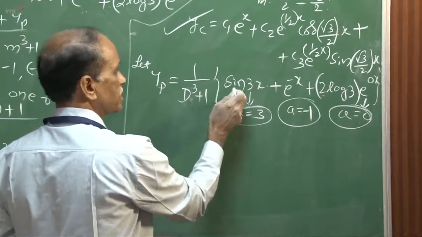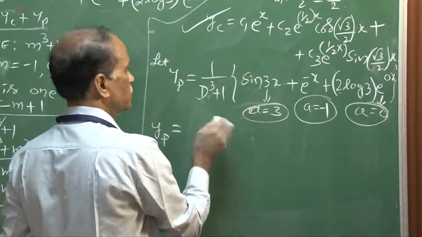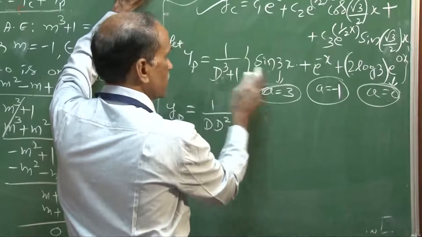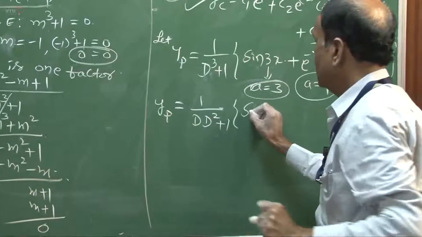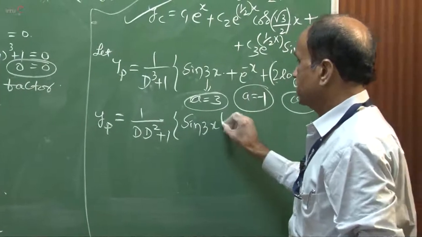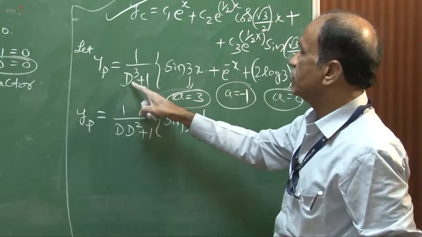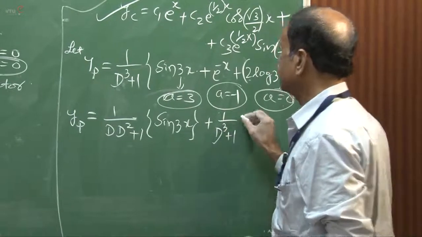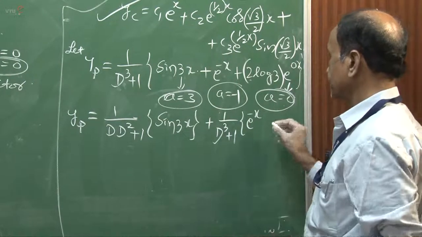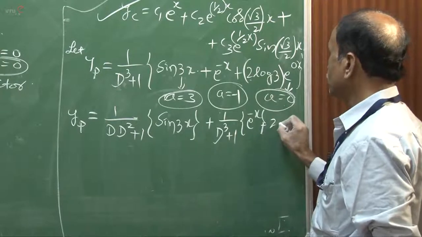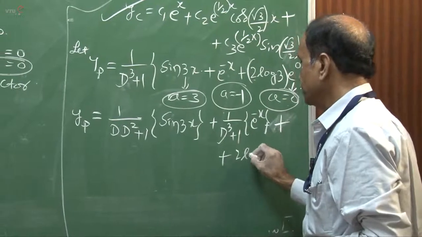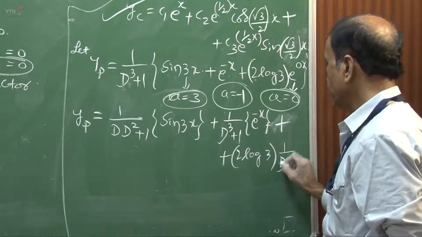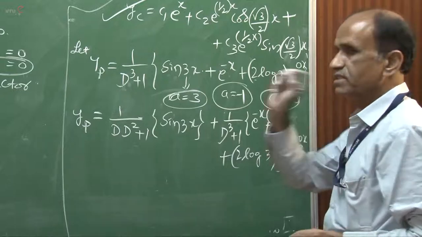This D cubed can be written as, for this one, yp in terms of D and D square, 1 divided by D cubed plus 1, because you have to replace D square by minus 3 square, to be operated on sine of 3x, and directly I am writing this one, when a is equal to minus 1, plus 1 divided by D cubed plus 1 operating on e to the power minus x, plus of 2 times log 3, then 1 divided by D cubed plus 1 e to the power 0 into x. So this much is there.